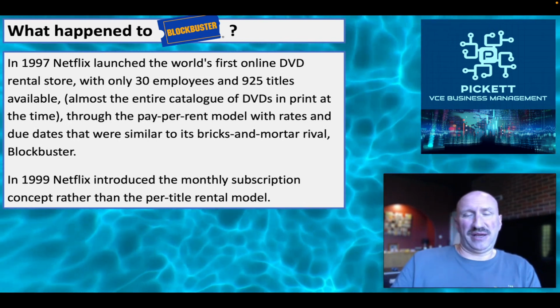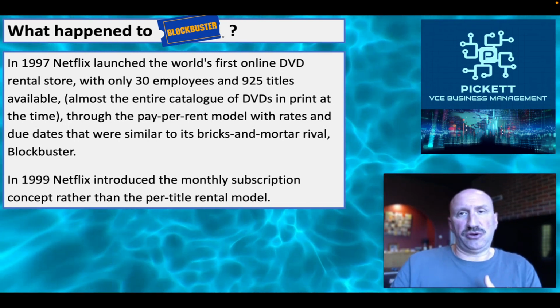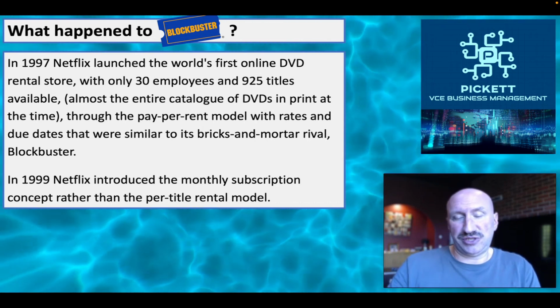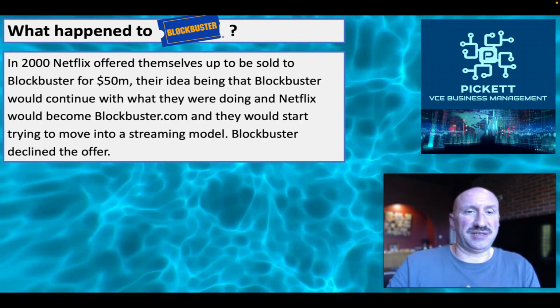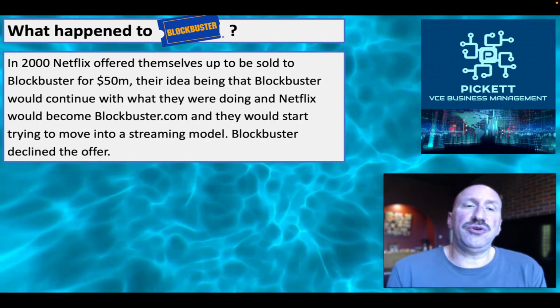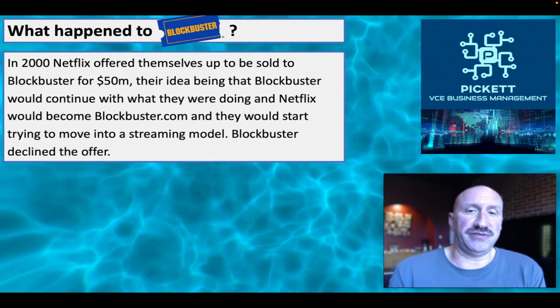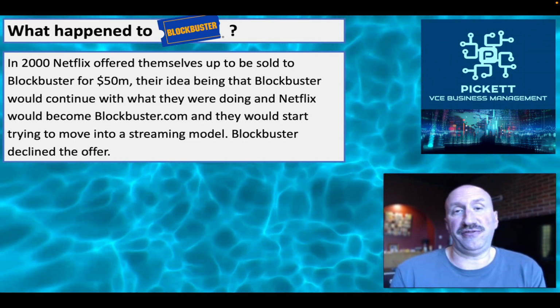So in other words, you pay, I think it was like $10 per month, and then you could rent as many titles as you wanted. So instead of paying like $3 per title, it kind of became cheaper to the customer. Now, in 2000, Netflix offered themselves up to be sold to Blockbuster for $50 million, okay?